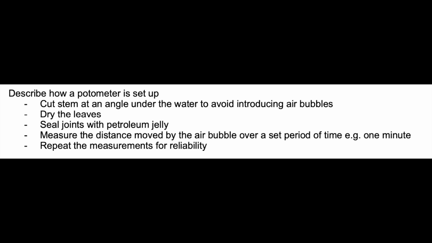It's important that we first of all cut the stem at an angle, and that's to avoid introducing air bubbles into the xylem. We need to make sure that if the leaves get splashed, that they get dried, as that will affect the rate of transpiration. Anywhere where there are joints, we need to seal those with petroleum jelly, again to stop the introduction of air bubbles. And obviously, as always, in terms of improving reliability, we need to repeat our experiments several times.